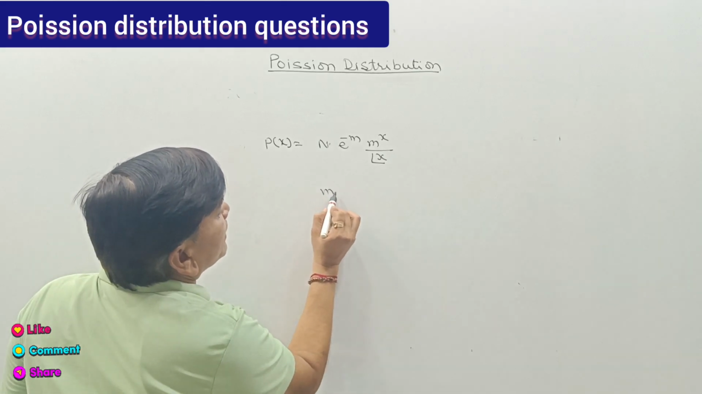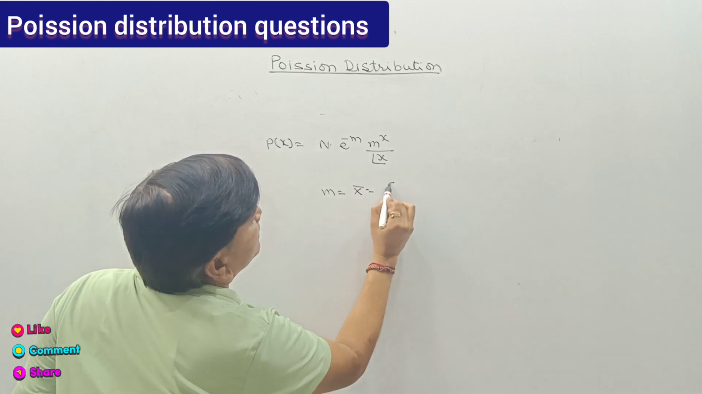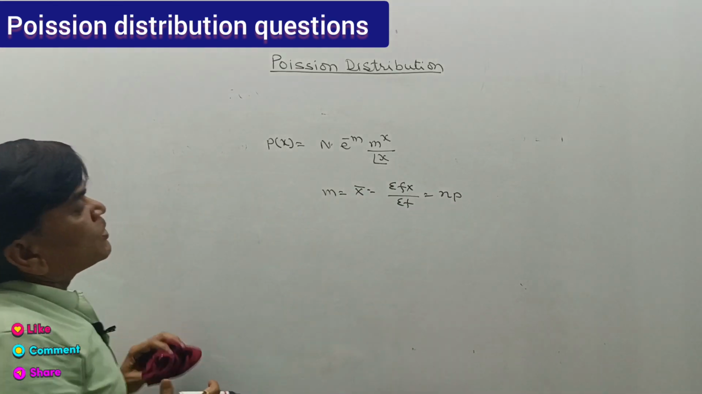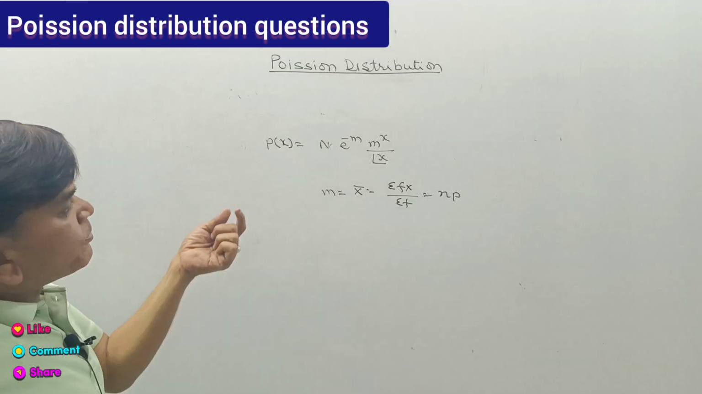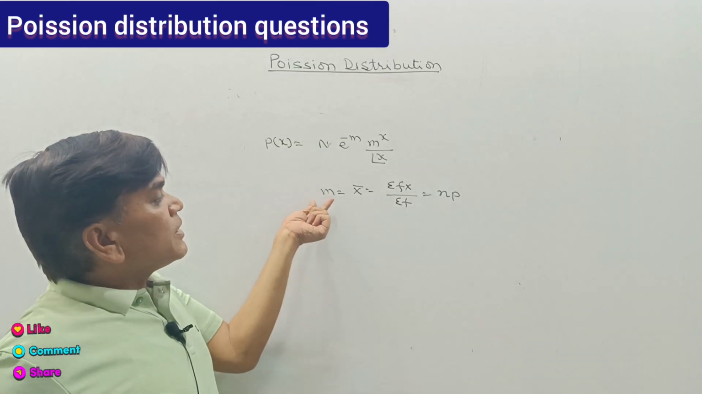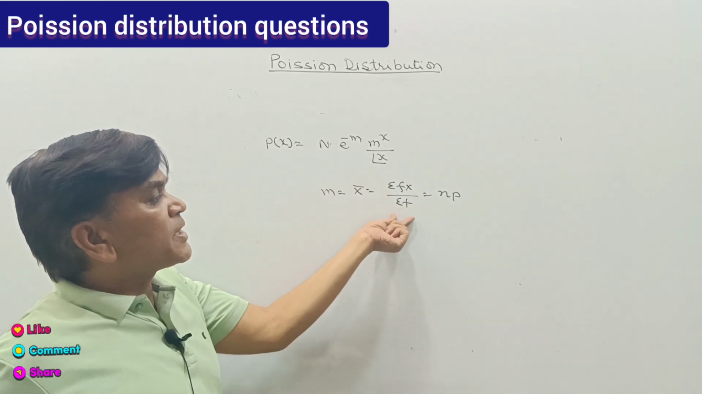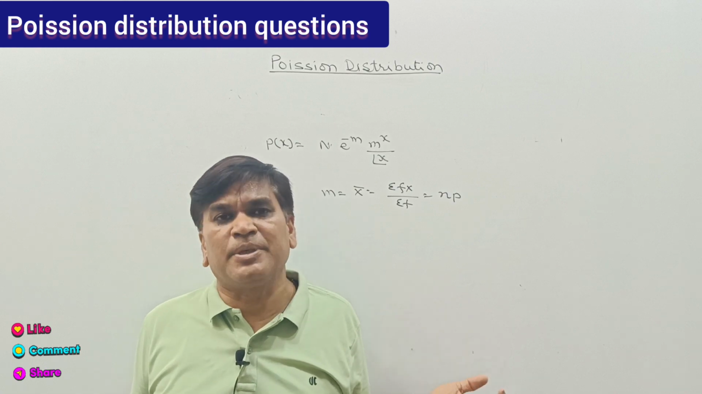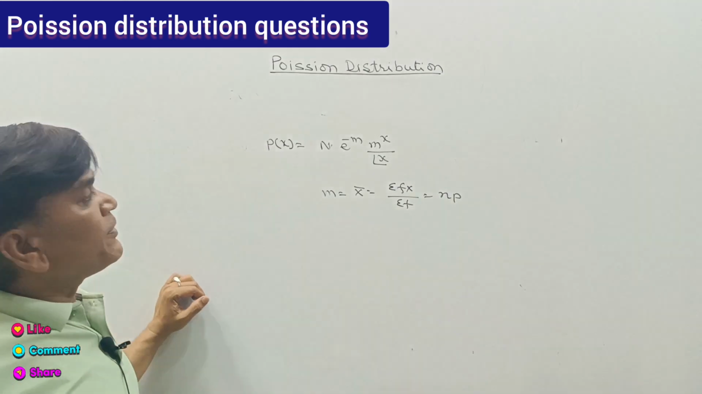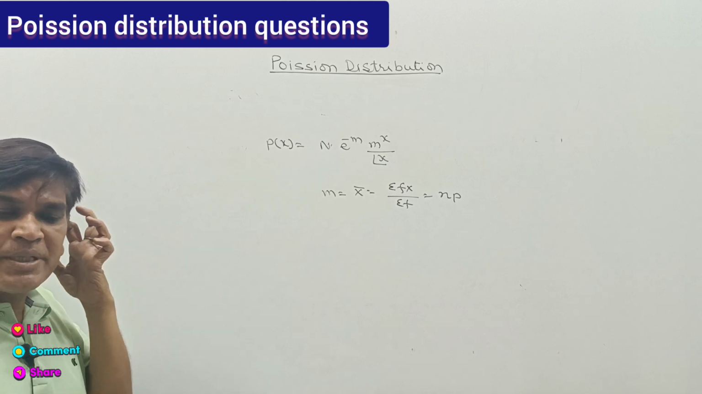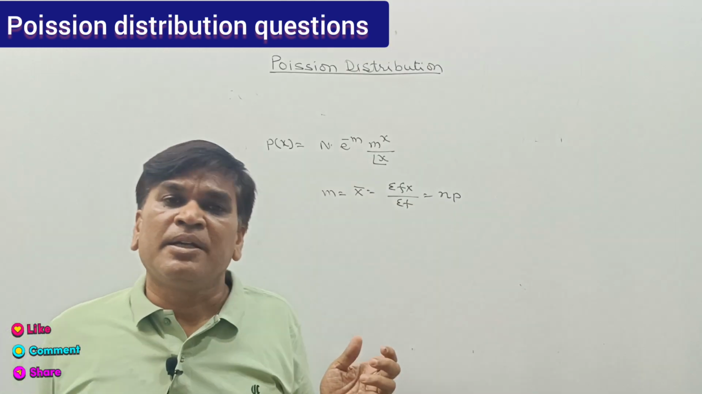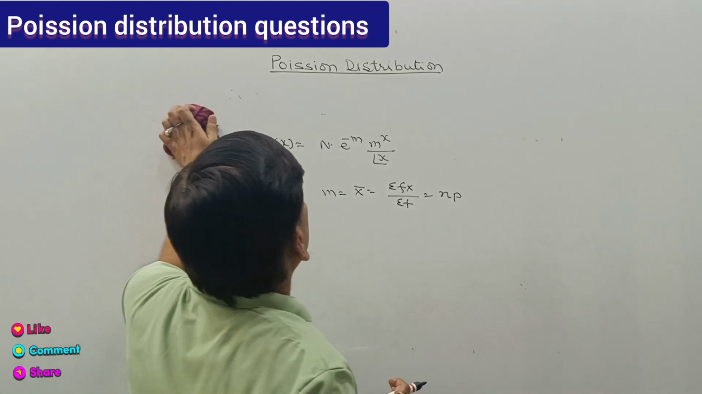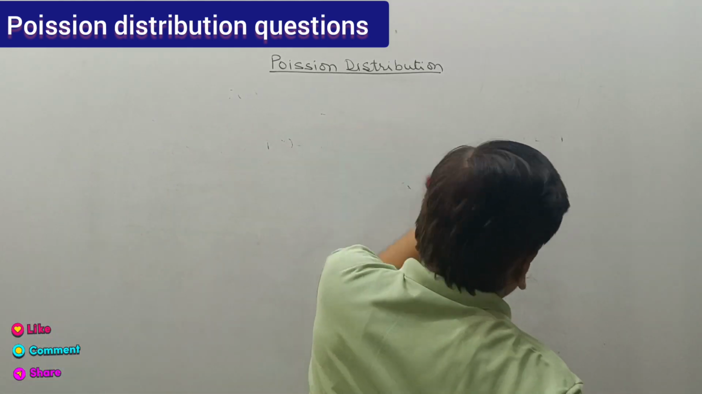Here the value of m is equal to x bar, which is sigma fx upon sigma f, or equal to np. So for calculating the arithmetic mean of the Poisson distribution, we will use x bar, that is sigma fx divided by sigma f, or we can use np as we used in the binomial distribution. In today's video we will have two questions related to the Poisson distribution. Then in the next video we will discuss the constants of the Poisson distribution. So having this, we have the questions.